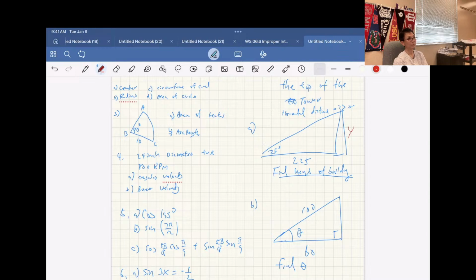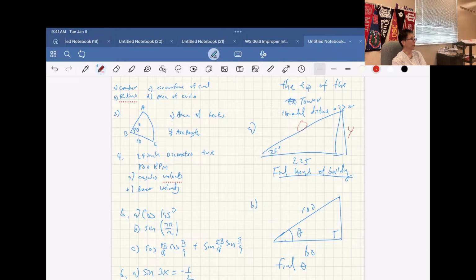But how do you know it's tangent? Looking for y, because that's the height of the building. Height of the tower is y. I can give you this length and the other length.